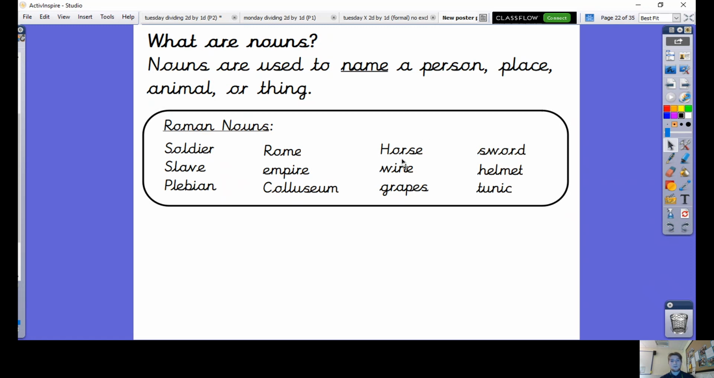Horse, that's how a lot of Romans got around. Wine, remember that's what we were researching when we found out that Romans drank a lot of wine and ate a lot of grapes apparently. So there are those two nouns that we could use. Sword, helmet, and tunic. These are all what soldiers wear. Okay, this could be quite important later in the lesson. So maybe if you haven't got a few of these, I would say maybe note down 2 or 3, because I feel like they will help us in our future writing.